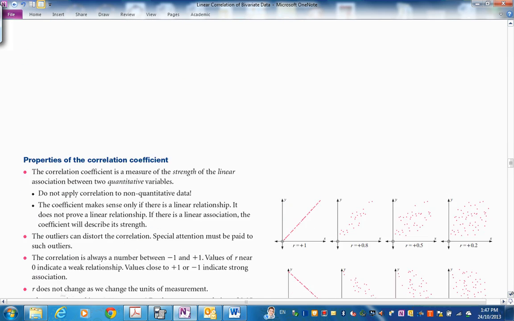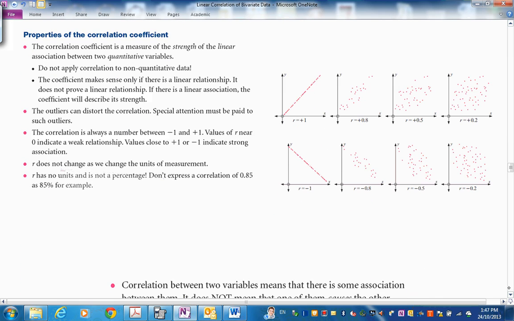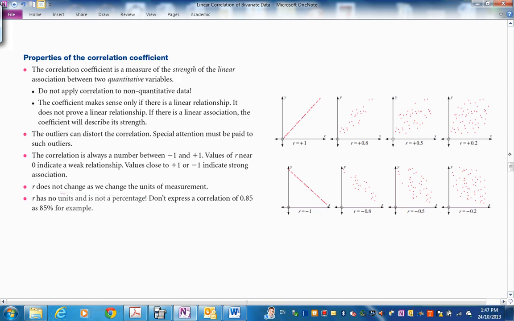Okay, so let's do a summary here, again from Pearson's. So here are some values. Properties of the correlation coefficient. It measures the strength of the linear association, how close those points are to forming a straight line. And it's got to be two quantitative variables. You can't do this with non-quantitative data. We're working with numbers and means, standard deviations, as we've seen before.